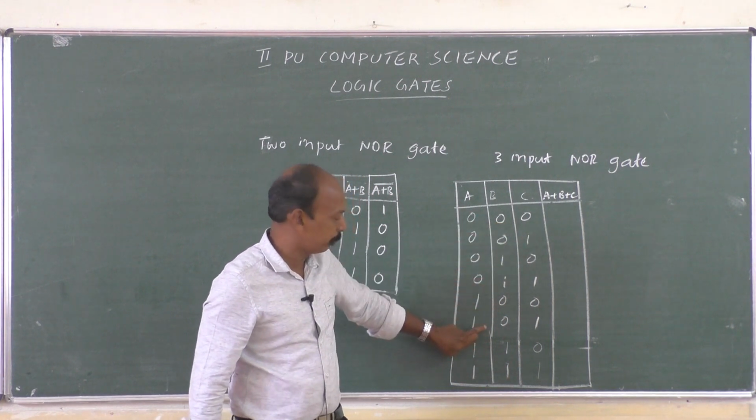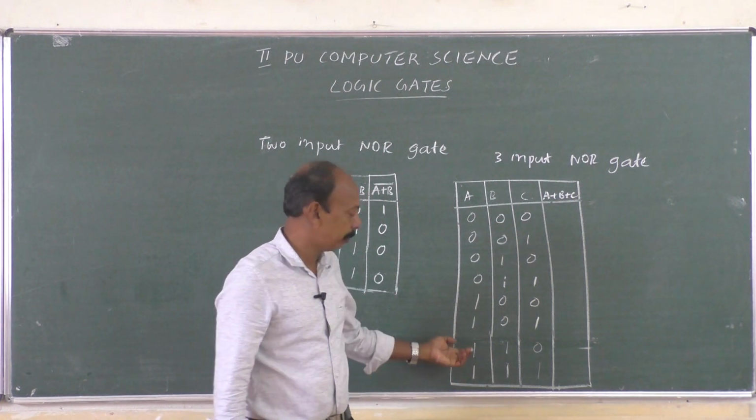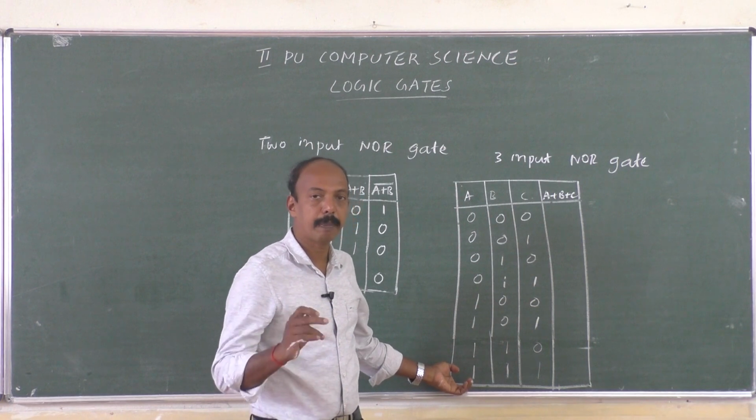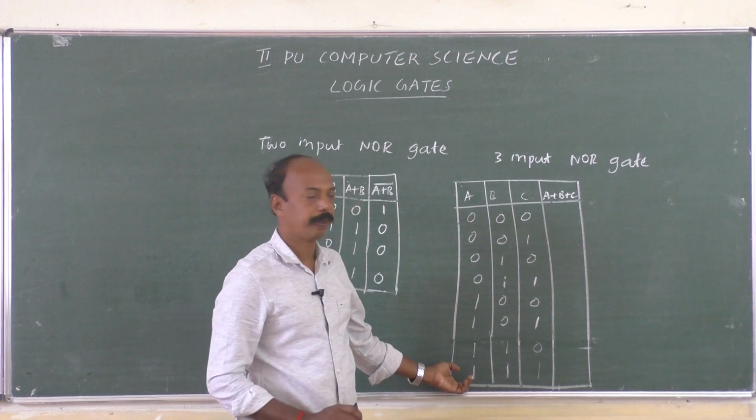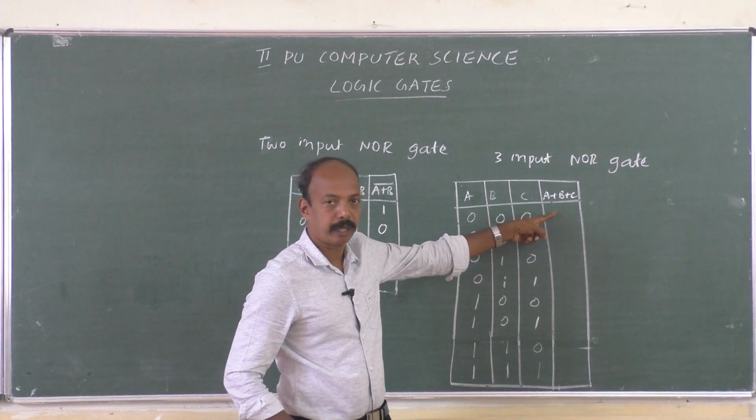At least one 1 should be there. If we have more than one, no problem, in that case also it will be 1. I am talking about A plus B plus C. I am talking about the OR gate. So only for this particular combination it will be 0, right?